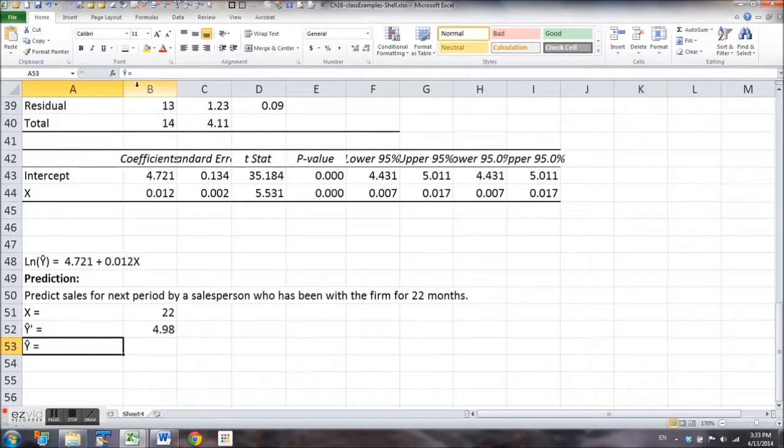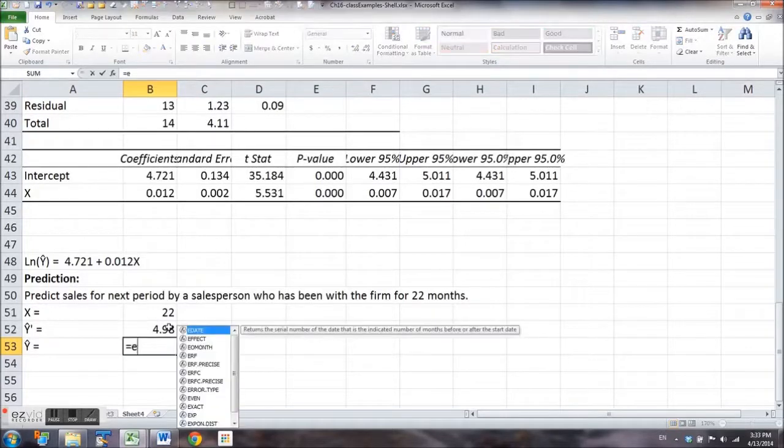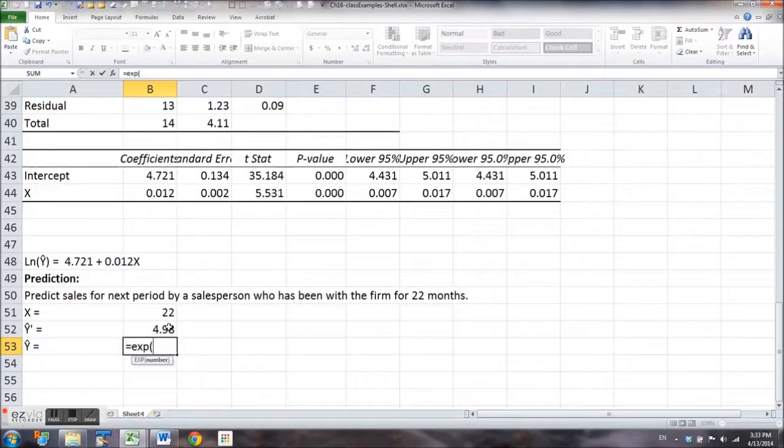Now to get to y hat, you have to raise e to the power of that, which we can do using the Excel function exp, and that is our prediction. So for the same problem, we used the curvilinear model in the first sheet, and there the prediction was 168. Now this one gives an estimate of 146.